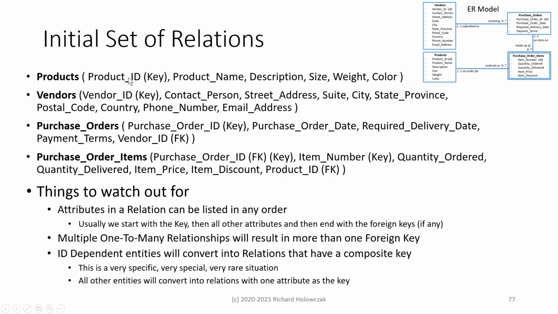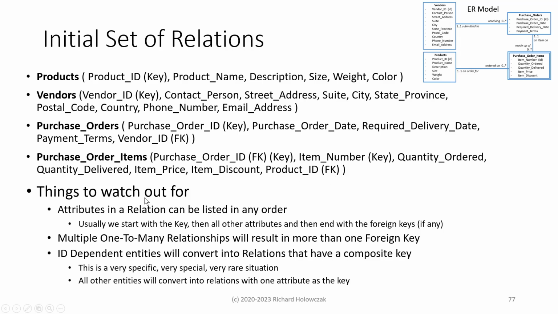So here's our initial set of relations. Products turned into products, vendors turned into vendors, purchase orders turned into purchase orders with vendor ID as a foreign key, and then this very special case, purchase order items with purchase order ID and item number as the key, as a composite key, as well as product ID as a foreign key.